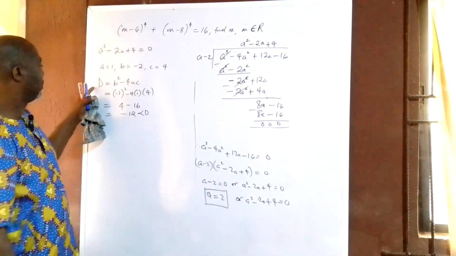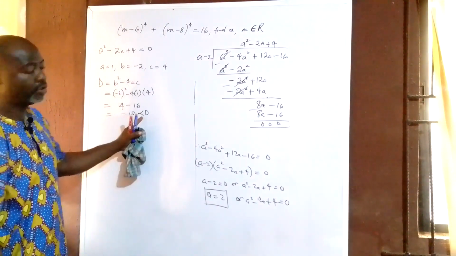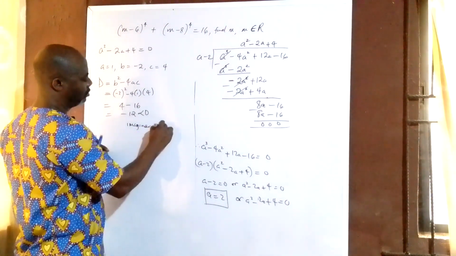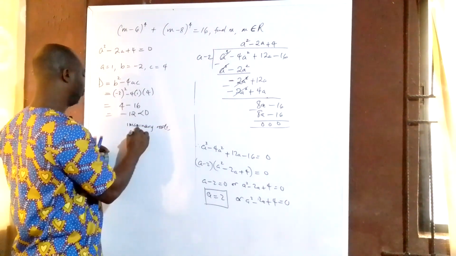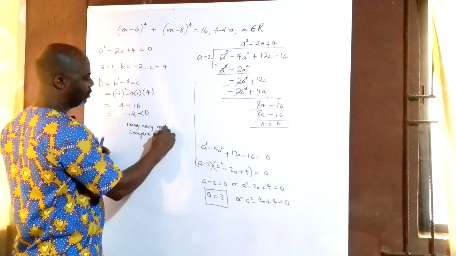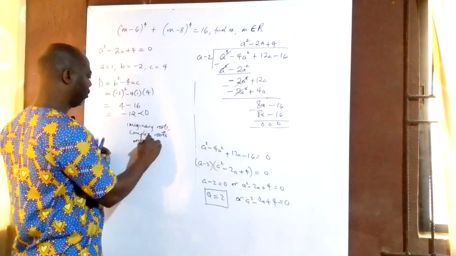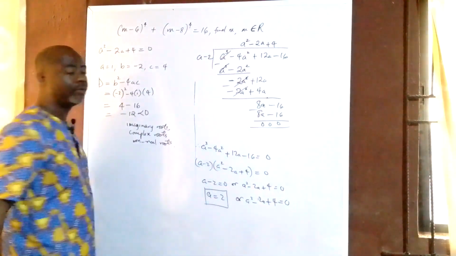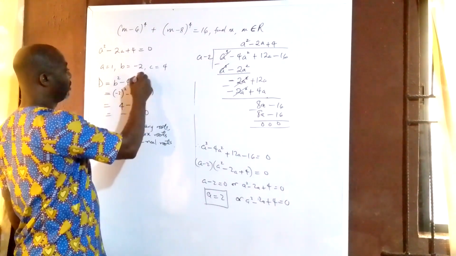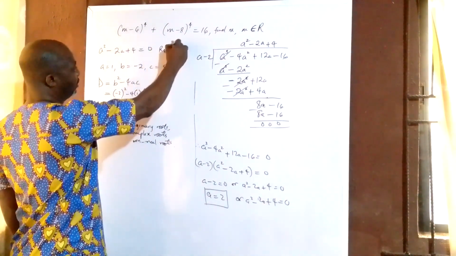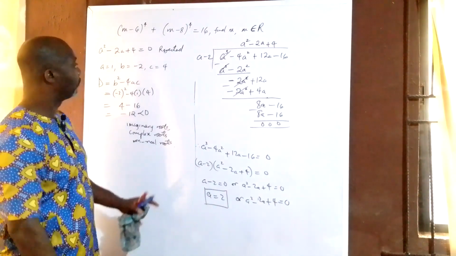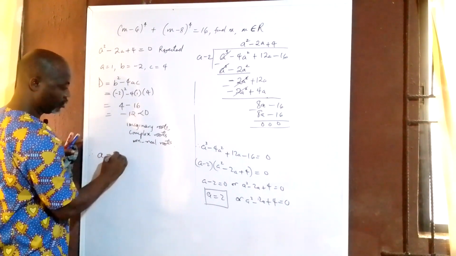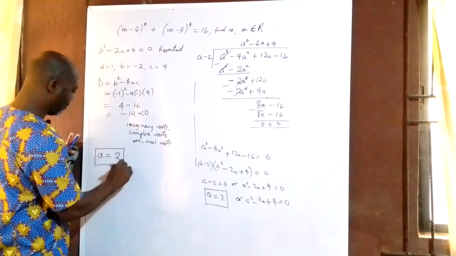So because the discriminant is less than 0, the solutions are going to be imaginary roots, complex roots, or non-real roots. And what we have is that m must be a real number. So this will be rejected. We reject this, and then we stick with our a. Therefore, a equal to 2. This is our real number solution.